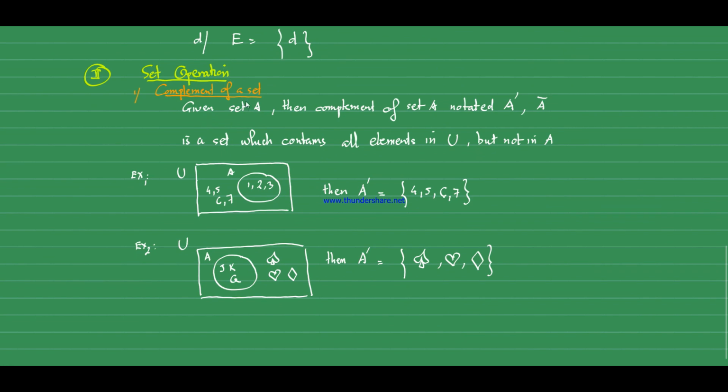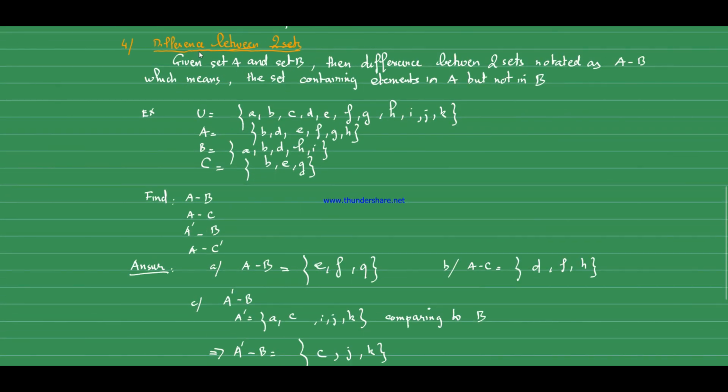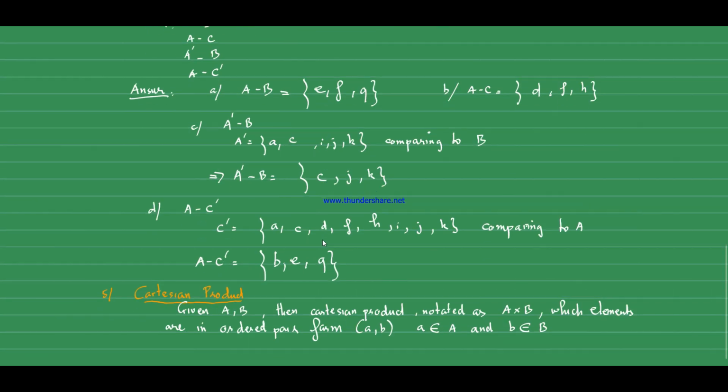Complement is also a set. Intersection, union, difference between two sets is also a set. And the Cartesian product is also a set. So please watch the video carefully.